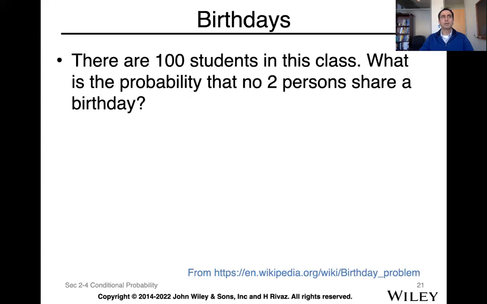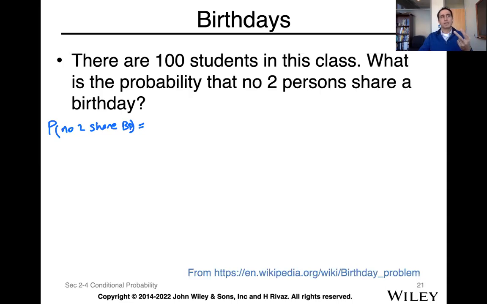So we know that there are 365 days in a year. We want to find out the probability that no 2 people share a birthday, right? So the way I'm going to solve this again is using the multiplication rule. So I'm going to say probability of no 2 share birthday is equal to, right? So basically what I'm going to do is I'm going to say the first person can be born any day of the year, because that day is free. It will not coincide with anybody else's birthday.